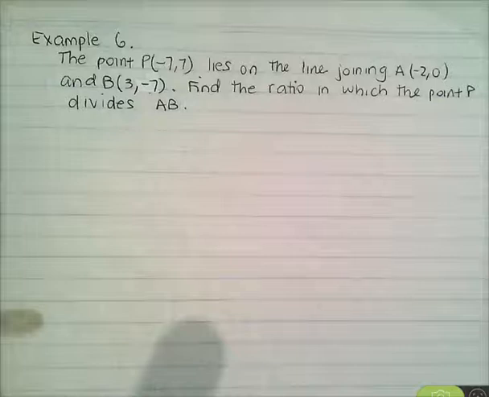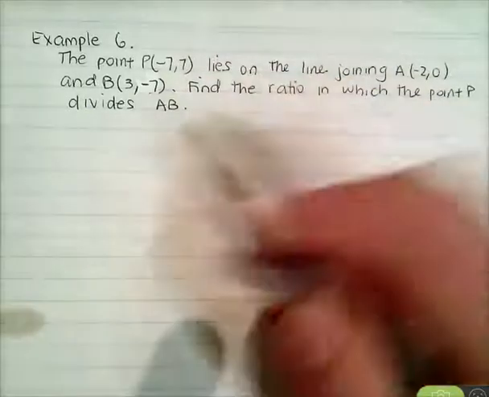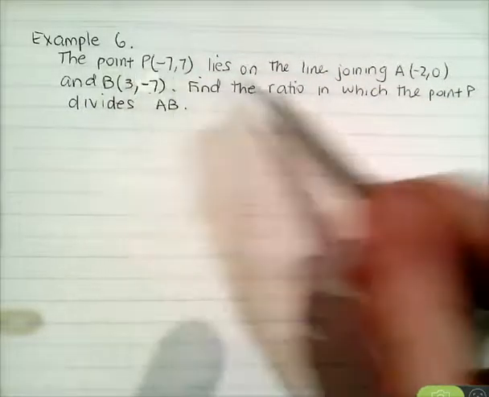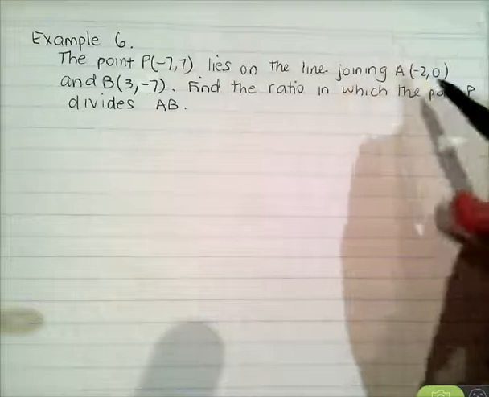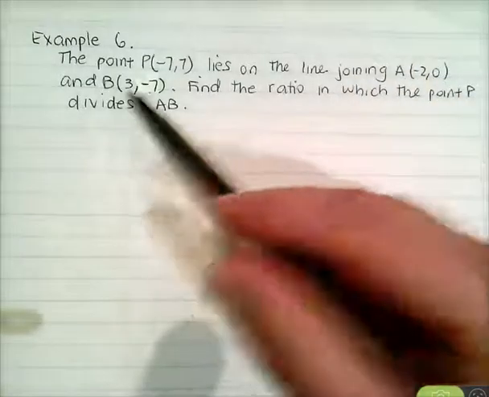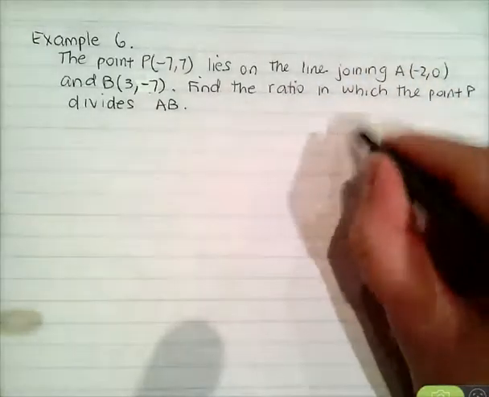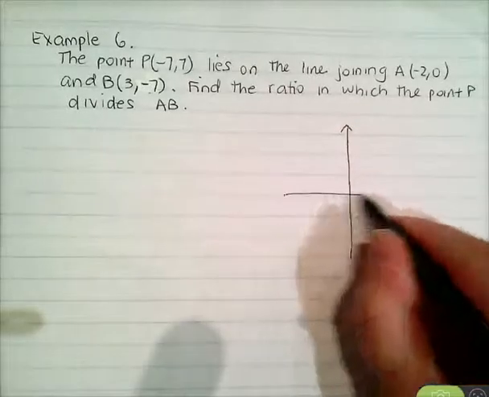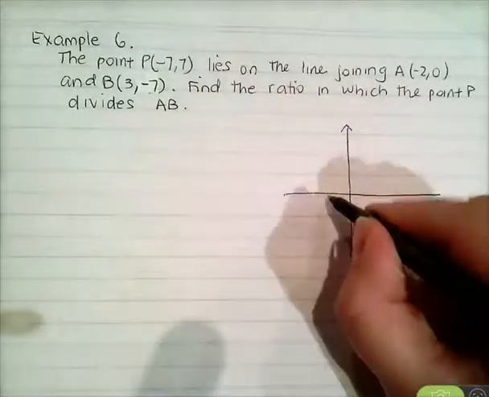Now for the last example, this example 6. This is a modified version of a question in the challenge section. Now, the question says that the point P, which is -7, 7, lies on the line joining the points A, which is -2, 0, and B, which is 3, -7. And we have to find the ratio in which the point P divides AB. So I'll do a quick sketch.